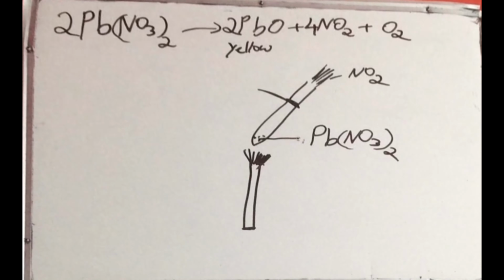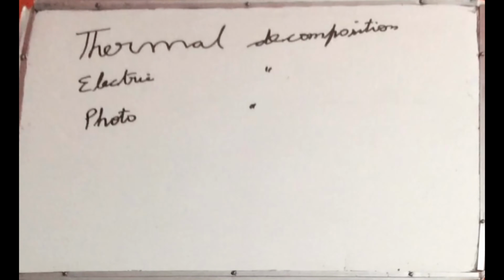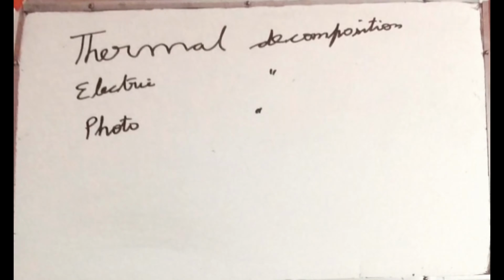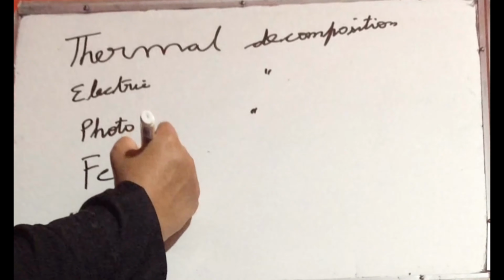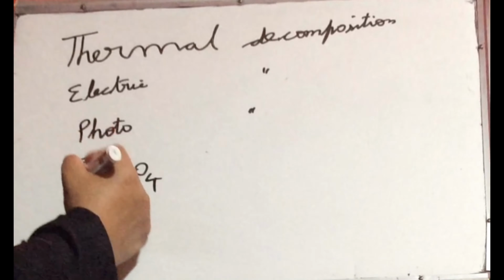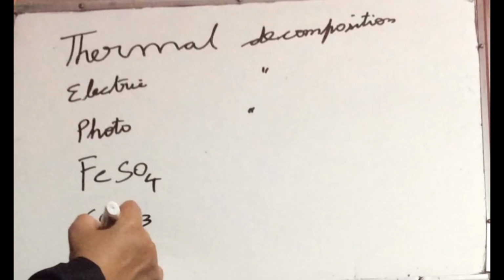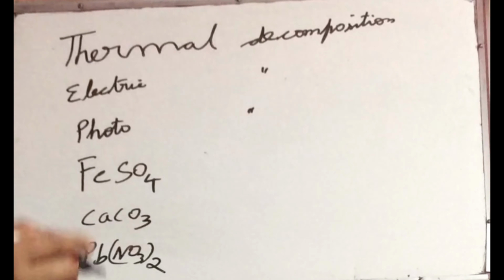Again, decomposition reactions are of three types: thermal decomposition, electric decomposition, photo decomposition. Thermal means what? Heat. So the decomposition that is carried out by heat supply is known as thermal decomposition. The examples that you have learned earlier, that is decomposition of FeSO4, then decomposition of calcium carbonate, and decomposition of lead nitrate. All these are examples of thermal decomposition.